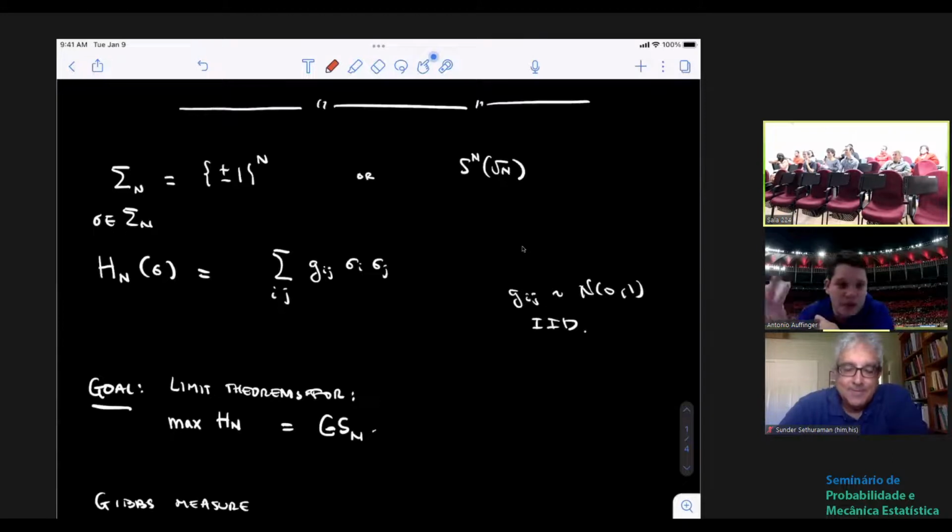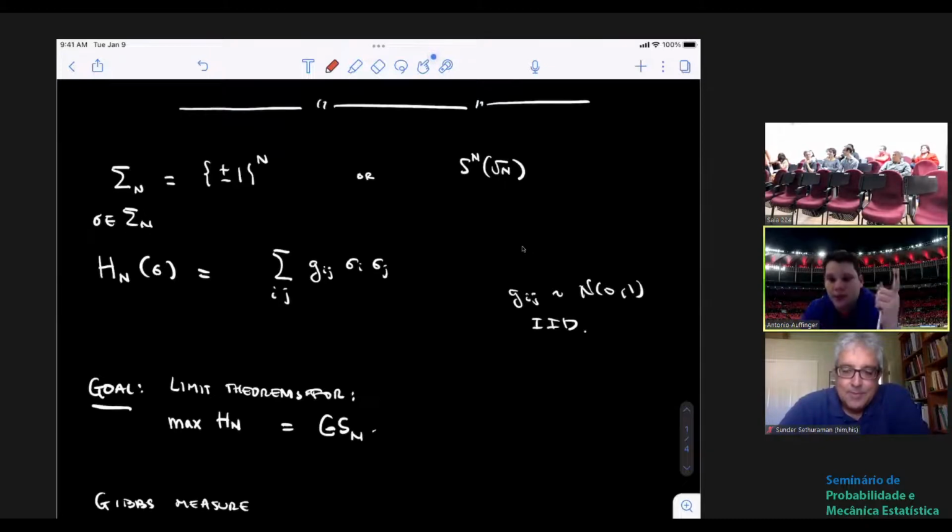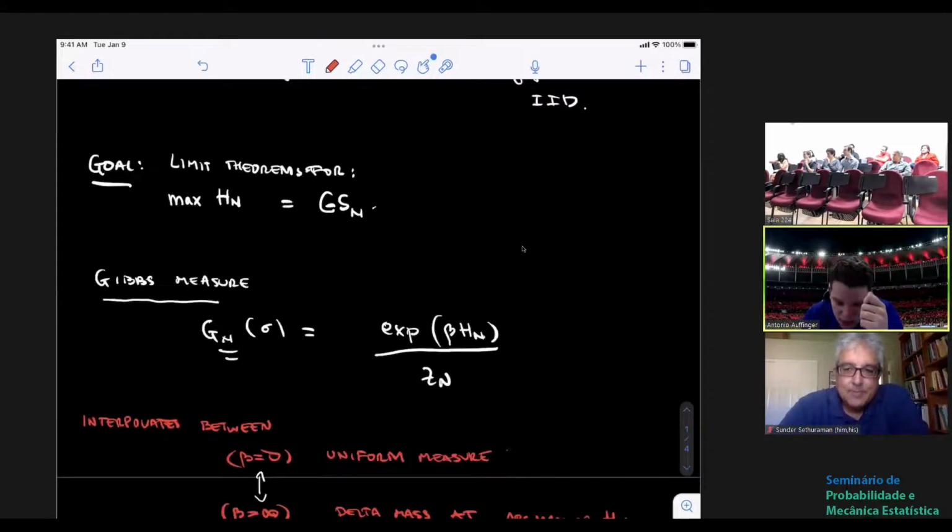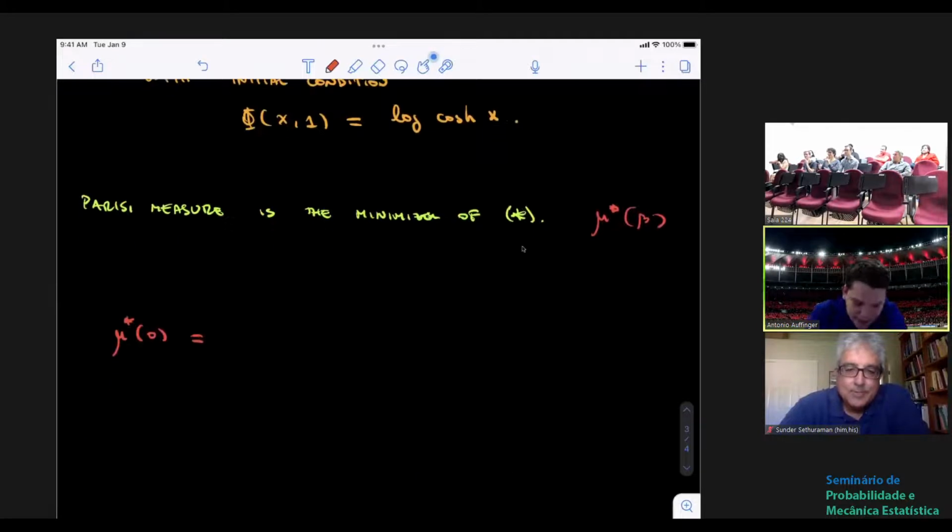It's 0, right? So if you sample two points uniformly from the sphere and you send the dimension of the sphere to infinity, you get exactly two orthogonal points. So the Parisi measure at beta equals 0 is exactly a delta mass at 0.